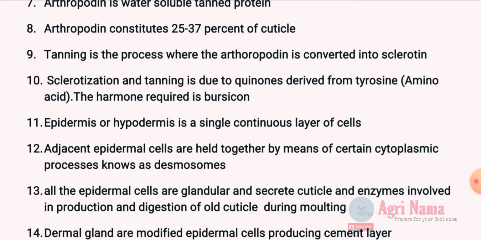So epidermis is a single continuous layer of cells, meaning it is not multi-layered, it consists of only a single layer. Twelfth, adjacent epidermal cells are connected to each other by cytoplasmic processes known as desmosomes. So the connection between the polygonal cells of the epidermis is by the cytoplasmic processes known as desmosomes.